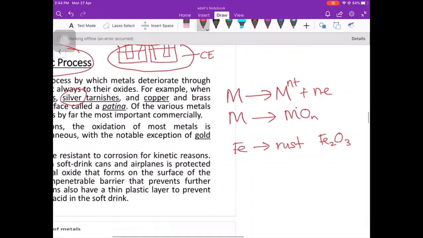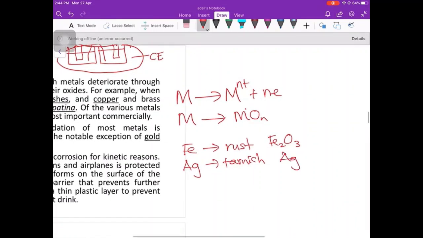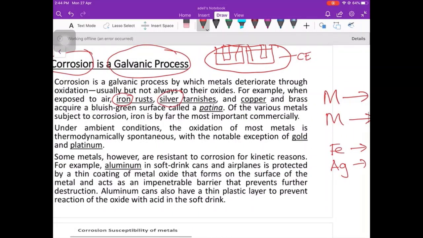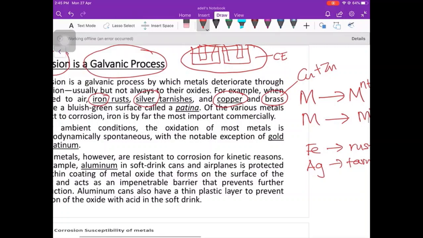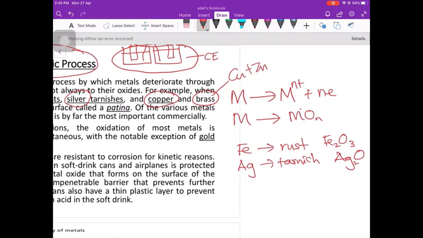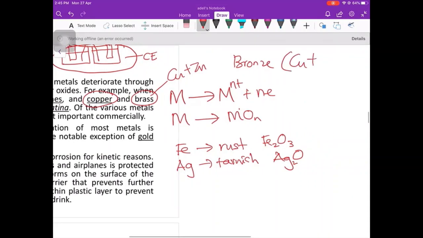Next, silver. The metal also can oxidize, but it's quite stable. Silver can tarnish. It will form products, silver oxide. Next, copper, or brass. Brass is an alloy of copper. The addition of zinc to copper, copper plus zinc, we call it brass. Bronze is copper plus titanium.